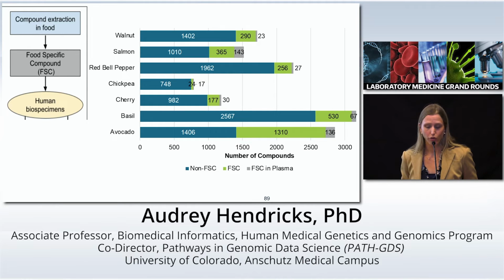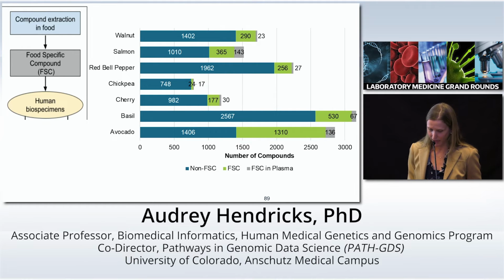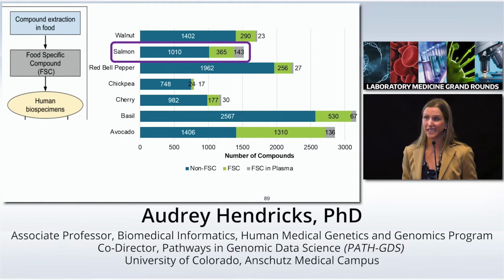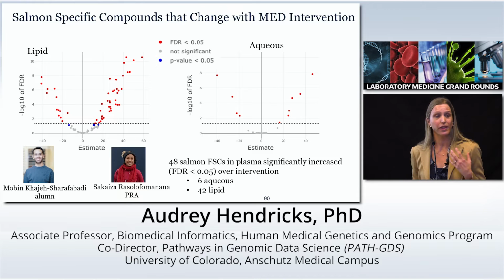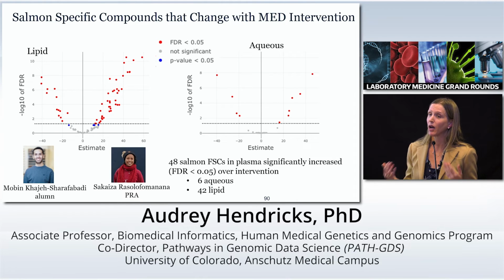Salmon has a little over 1,000 food compounds that were also seen in other foods, and almost 400 that were food specific to salmon, and 143 of those that were seen in plasma. So we are taking these foods forward, and I'm going to focus in on salmon here. We took forward those food-specific compounds in salmon, and we looked at whether they changed in plasma after someone ate a med diet containing salmon.